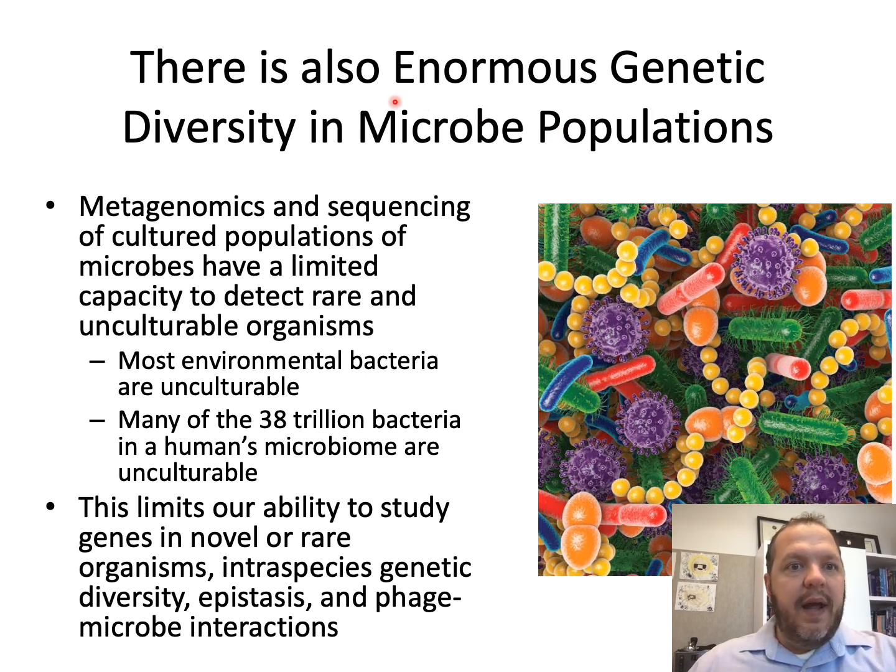There's an analogous process going on within bacterial or other microbe populations. And so, when we do metagenomic sequencing, or we culture and sequence a population that grew from one cultured cell, we have a limited capacity to detect either cells that you can't culture in the first place or cells that are rare within the population.